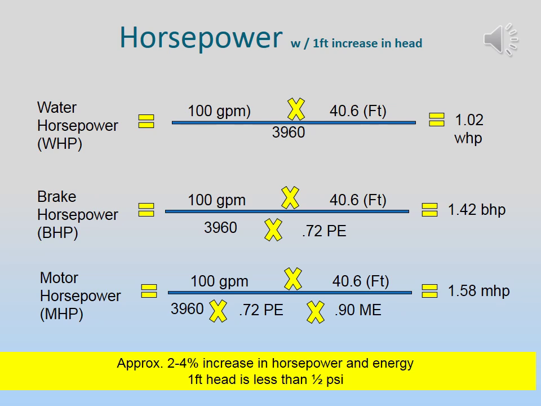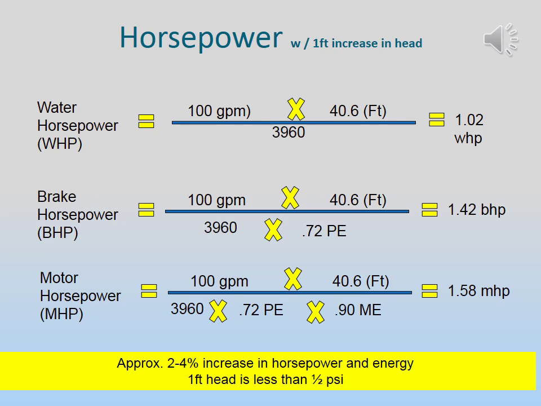Let us run through the math. We increased the head by 1 foot. The results were 1.02 water horsepower, 1.42 brake horsepower, and 1.58 motor horsepower. If we look at the previous slide, we will see that there is a 2 to 4% increase in horsepower and energy, simply by increasing the pressure half a psi. So higher pressure or head means higher horsepower. What does that mean?